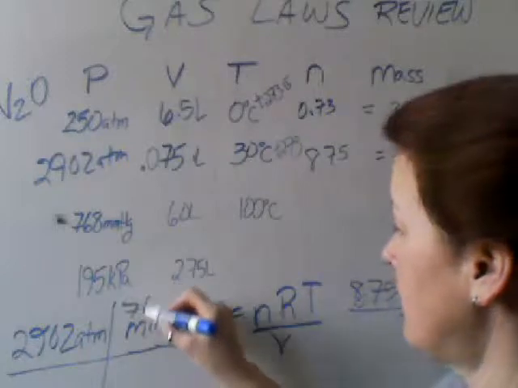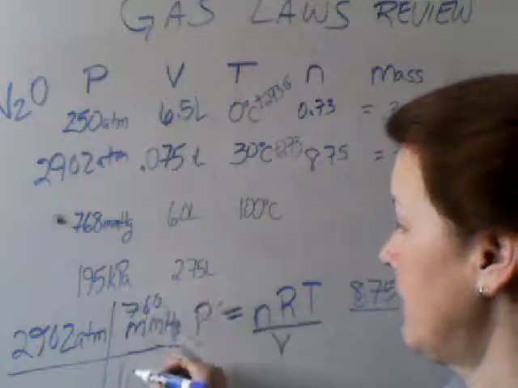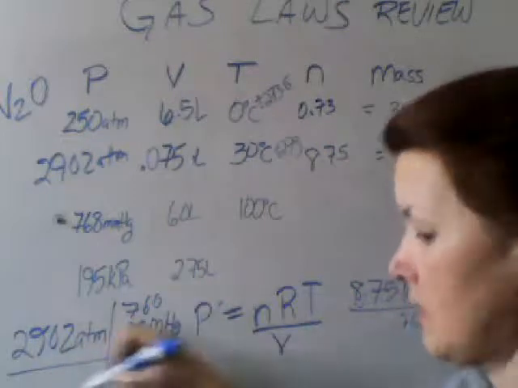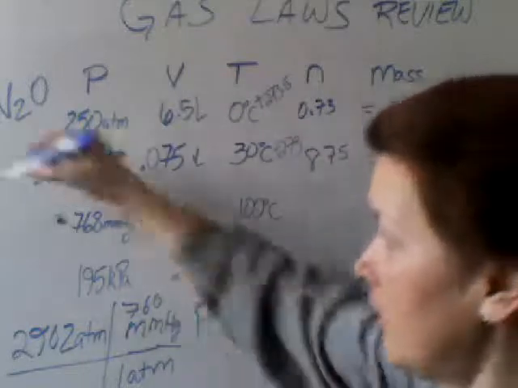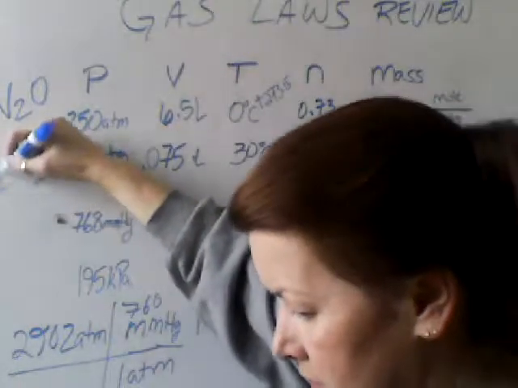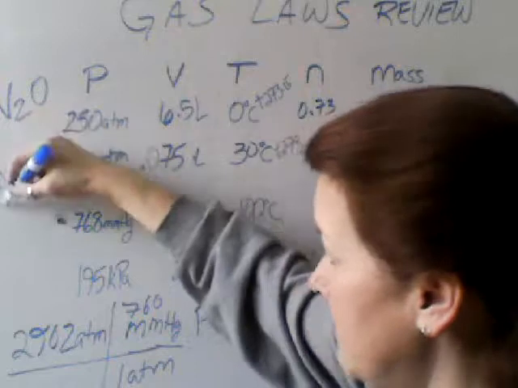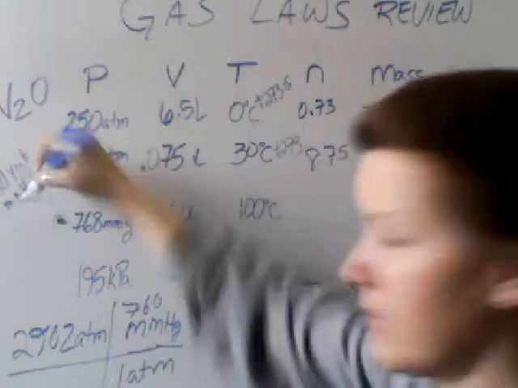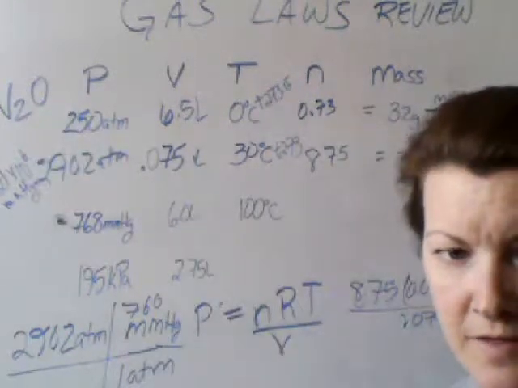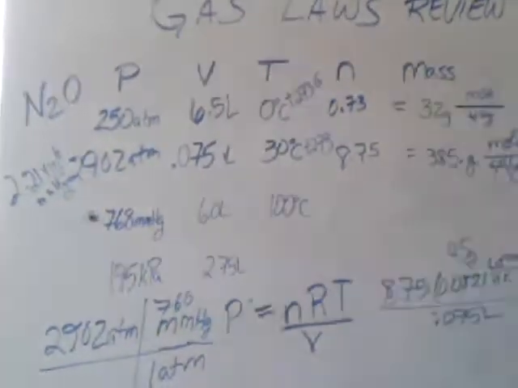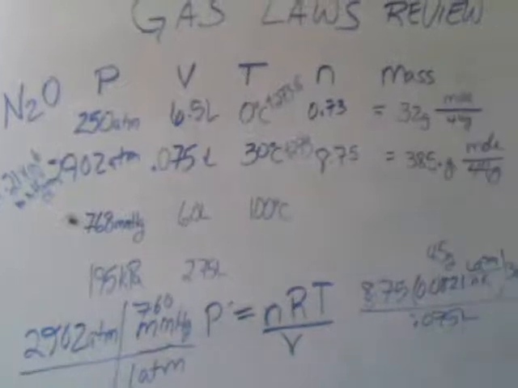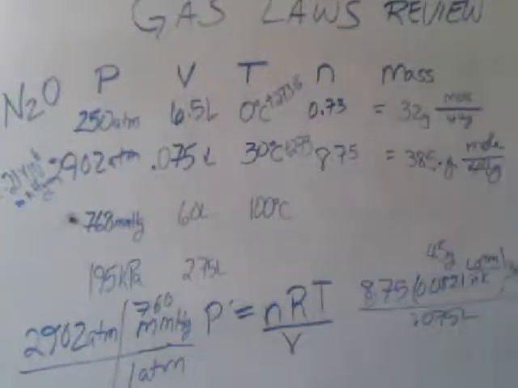And we know that there's 760 millimeters of mercury in every atmosphere. And so we multiply those together, and we get 2.21 times 10 to the 6th millimeters of mercury. You see that? There we go.